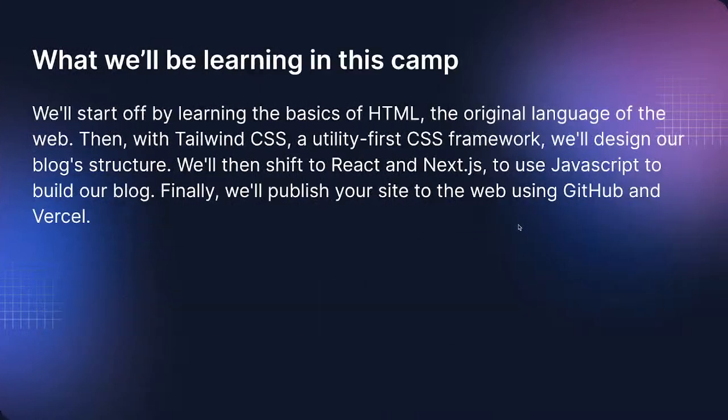But yeah. So what will we be learning in this camp? We'll be making a blog with React and Next.js, and we'll start off with the basics of HTML, which is the original language of the web. We'll jump into Tailwind CSS, which is a CSS framework that allows us to design what our blog will look like. So the colors, the fonts, the sizing, all of that. And then we'll shift to React and Next.js to use JavaScript and build our blog. And finally, using GitHub and Vercel, we'll be publishing your site to the web so everyone can enjoy it and you'll continue being able to develop it.